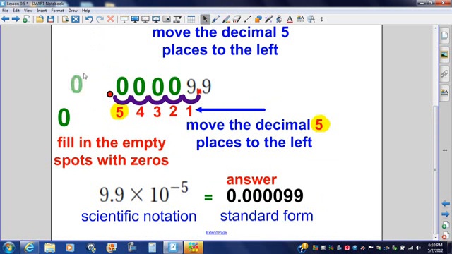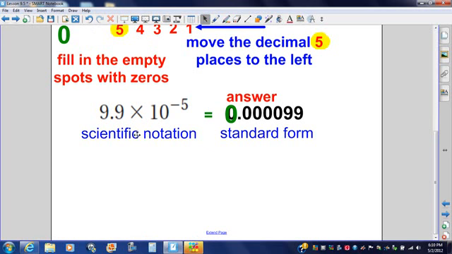And I'm going to throw an extra 0 right here to be my placeholder in front, to the left of the decimal. So my answer is 0.000099. Remember, this 0 in front is just a placeholder. So this was scientific notation. This is standard form. They are equivalent. Nice. Da Bears.